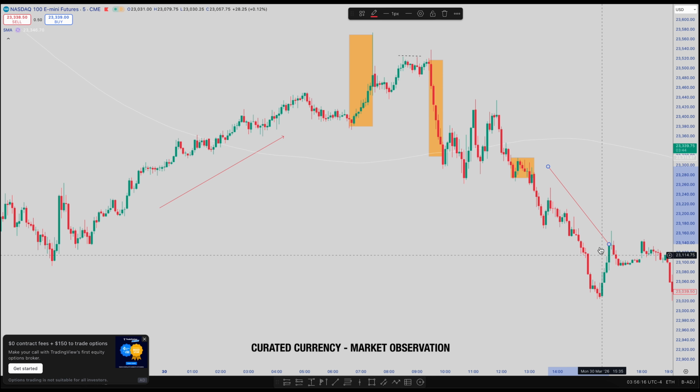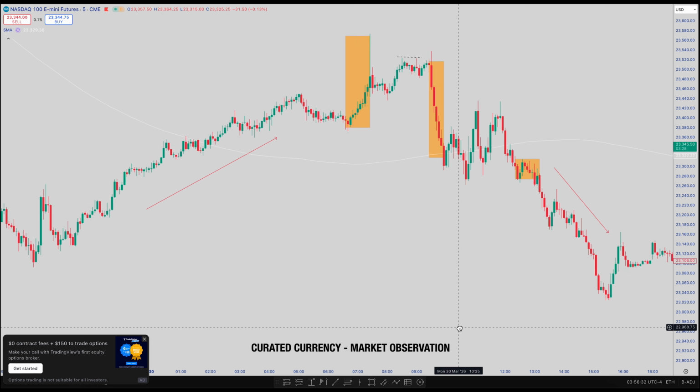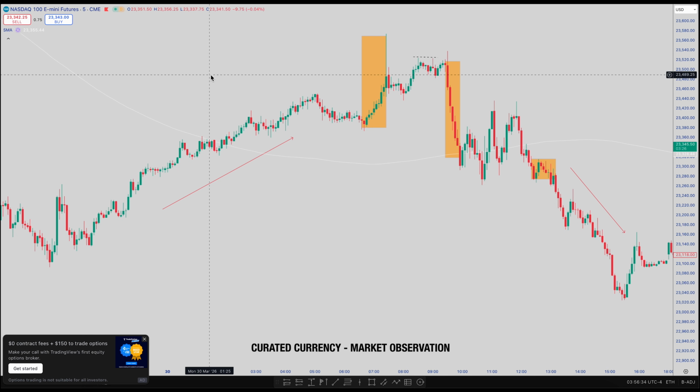The key insight for today is that the market moves in cycles: accumulation, expansion, distribution, and ultimately continuation. Recognizing these phases allows you to understand the overall market behavior instead of reacting to every single candle.